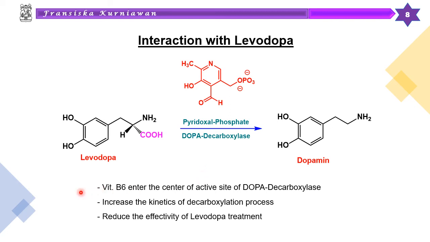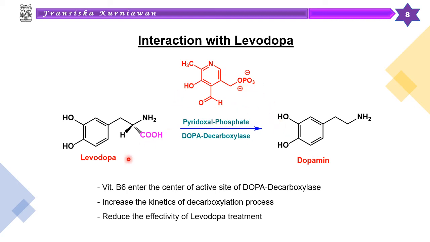So this is the interaction. First, the pyridoxal will enter the center of the active site of the dopa decarboxylase, and it will increase the kinetics of the decarboxylation process. So decarboxylation means the removal of the COOH group. So it will change the levodopa into dopamine, and this process is increased if you add the pyridoxal phosphate.